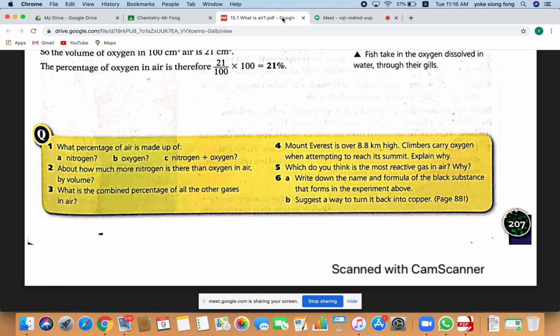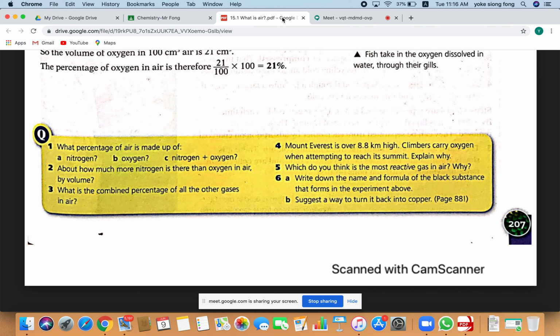Okay, for number 4, why do we need to carry oxygen here? This is an answer direct from your textbook: because the atmosphere thins out as altitude increases. When you climb higher and higher, the atmosphere thins out as altitude increases. So at high altitude, there is not enough oxygen, so breathing becomes difficult.